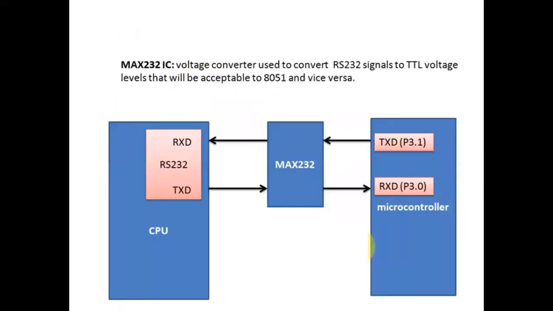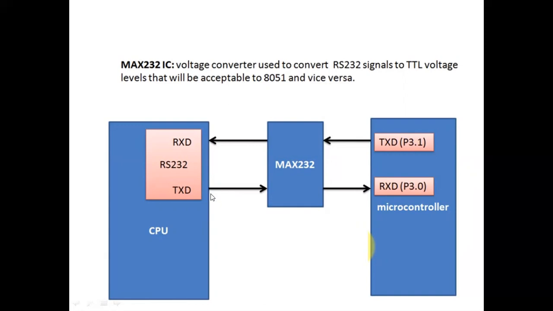When you are connecting the CPU to the PC and the microcontroller, this side is the RS-232 side and this side is the TTL side. When you are transmitting data from the PC to the microcontroller, the RS-232 voltage level should be converted into TTL voltage levels. So there is an IC we use, the voltage converter MAX232. It converts RS-232 to TTL voltage levels and TTL voltage levels to RS-232 voltage levels.